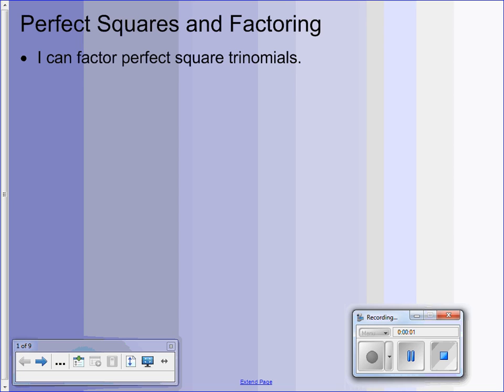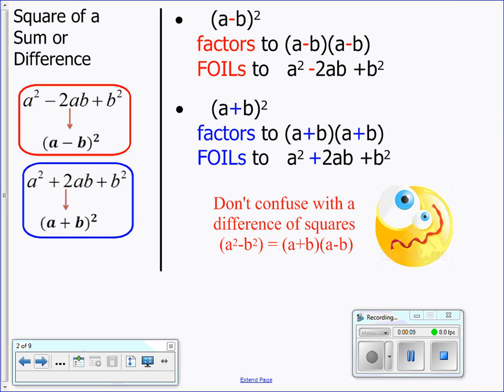In this lesson, we'll be looking at perfect squares and factoring. By the end of the lesson, you will be able to factor a perfect square trinomial. So, square of a sum or square of a difference. These are kind of some shortcuts for us.